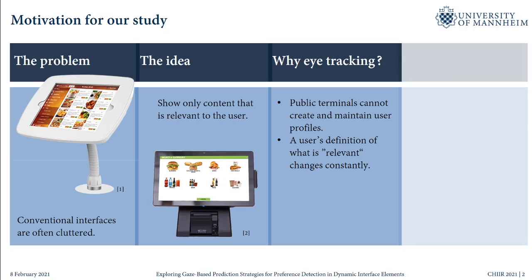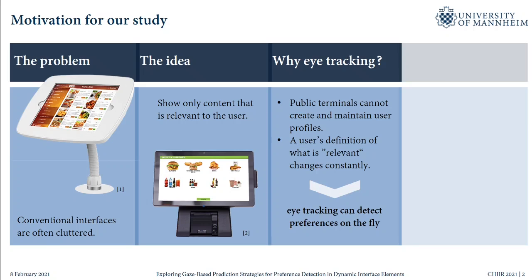On personal devices, it is quite simple to track the user's interactions over time and create user profiles about their preferences, etc. But on public terminals, for example, that are used by many different people with different preferences, this is not possible. And even on personal devices, you might be interested in beef burgers today, but fancy a chicken burger tomorrow. So our perception of what is relevant changes constantly.